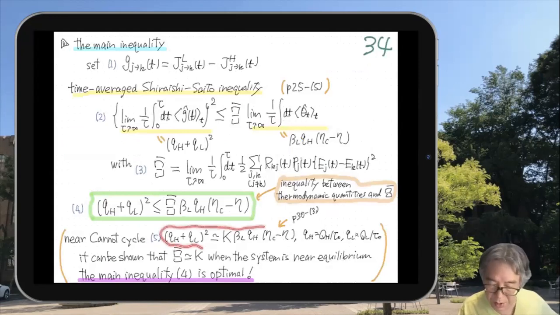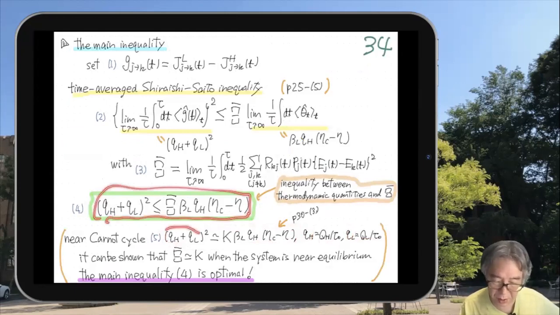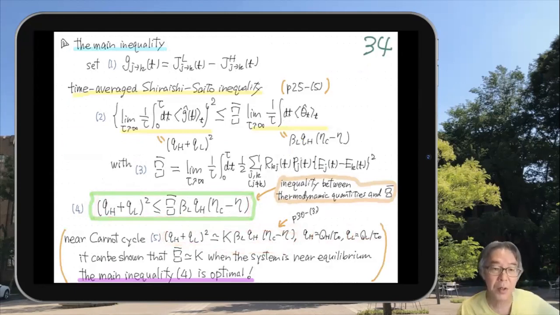So believe me, this is exactly the same equality, but I used this QH, which is defined like this, and QL defined like this. And then we have this relation for the near Carnot cycle, and look, they look exactly the same. And moreover, you can show that when the system is very close to equilibrium, in the first order of non-equilibrium, our Xi, this quantity, is exactly equal to K, which is related to thermal conductivity.